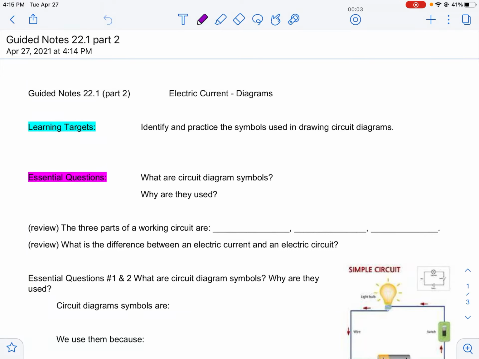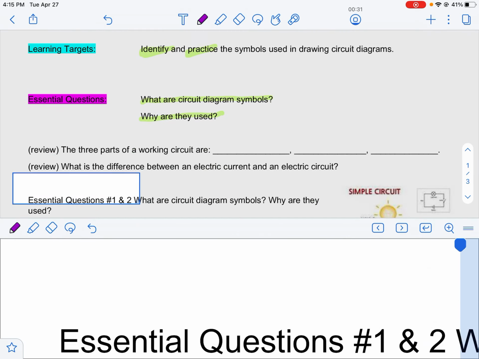Hello everyone. Today we are going to do the second part of the notes for Chapter 22, Section 1 on electric current, and today we're going to talk about drawing circuit diagrams. So our learning target today is to be able to identify and practice the symbols used in drawing circuit diagrams, and our two questions are: what are circuit diagram symbols and why would we use them?